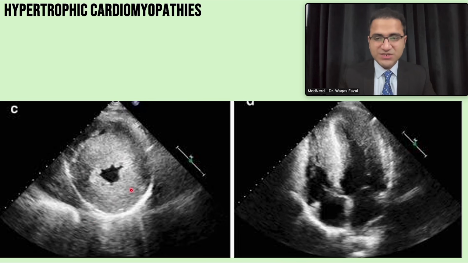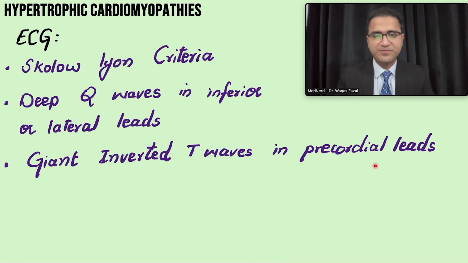This is a cross section showing extremely thick left ventricular wall. This is a picture showing an upside down heart. These are the atria and these are the ventricles. This is the right side, this is the left side. And look at this, this is the extremely thick wall of the left ventricle on echo.